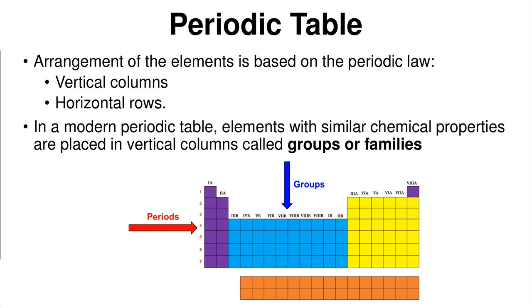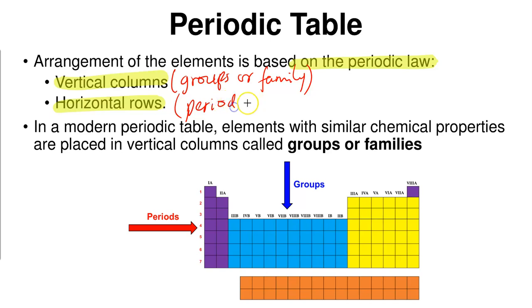The periodic table itself is an arrangement of elements based on that periodic law into vertical columns and horizontal rows. The vertical columns are called the groups or families of elements, whereas the horizontal rows we usually call the periods, which I also tell students at this level you can call shells. It represents the number of shells. We're going to talk about where that comes from.